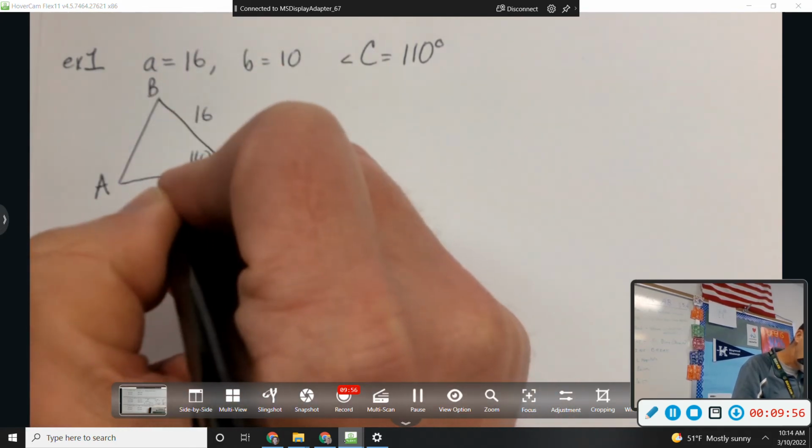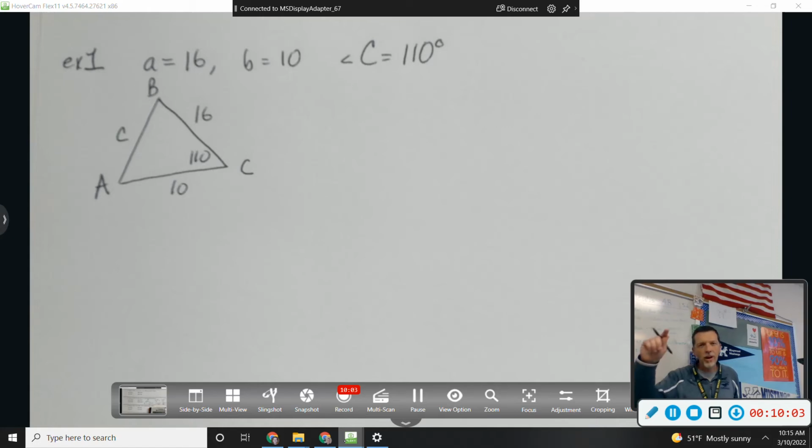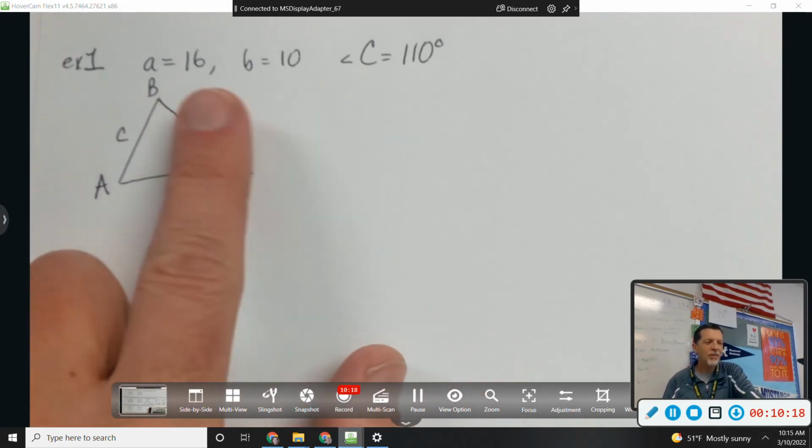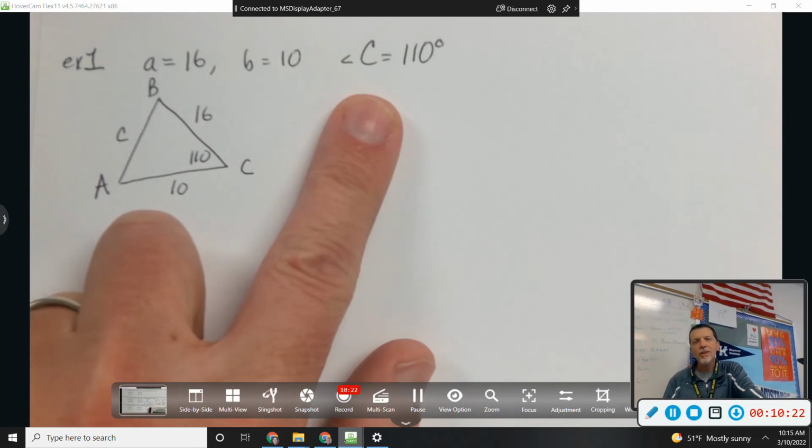Okay, I don't have a pair. I don't know A and A or B and B or C and C. So this is going to be law of cosines. Some of you, if you're paying attention, kind of see that from the get-go, right? I don't have A and A or B and B or C and C. I've got all different information. So you might tell from the beginning that this is law of cosines.